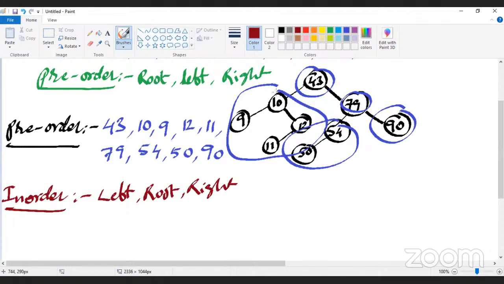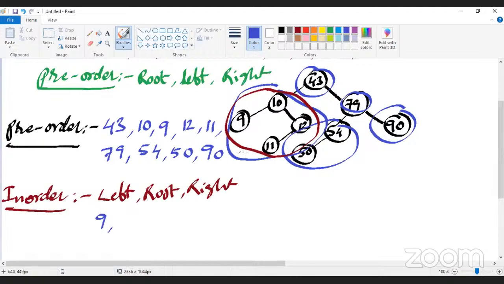Root, right. First we have to visit the left subtree. In the left subtree, which one do we have to take? Left. We came to 10. In that, we have to see if any subtrees are there. 10, 9. This one, the 9 subtree is there. In that subtree, we have to take the left one again. What is the left one here? 9.